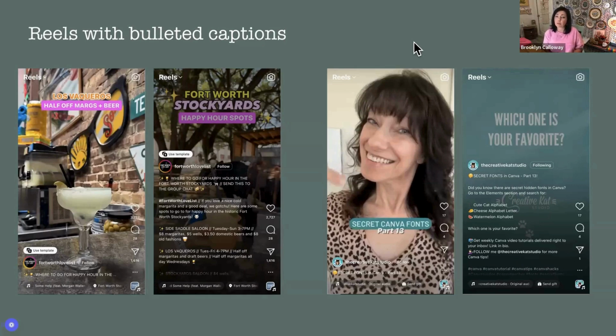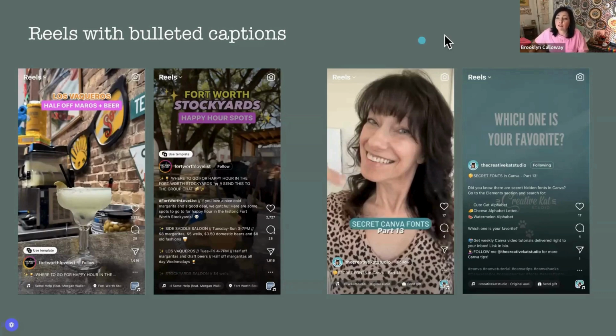But this informative post is this woman informing people that there are secret fonts on Canva. I was pretty interested in that. It didn't teach me anything. It didn't teach me how to use the fonts. It didn't teach me anything other than that Canva, guess what, has secret fonts. And here is a bulleted list of what they are: cute cat alphabet, cheese alphabet letter, and watermelon alphabet. All you do is you go to the elements and you type in watermelon, cheese, and cute cat, and these things pop up.